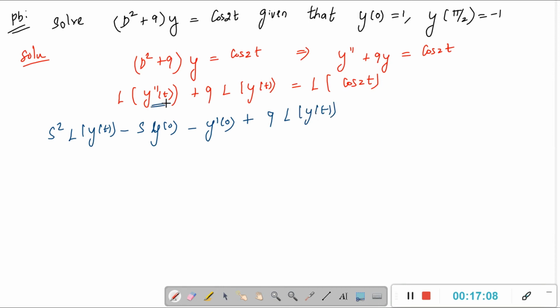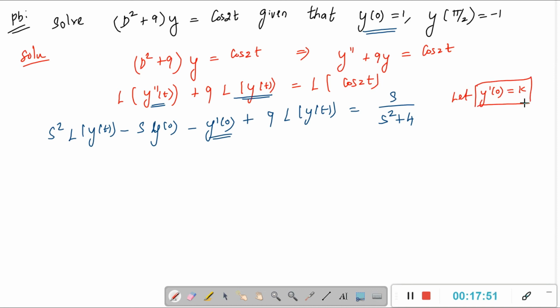So this is the derivative. I have applied the formula for y double dash. No need to apply any formula for L of y of t. You take the same value equal to L of cos 2t equal to s by s square plus 2 square, that means 4. Now I am going to substitute the initial conditions, but only I have y of 0 equal to 1, but we don't know the value of y dash of 0. For that I am going to assume y dash of 0 equal to k.